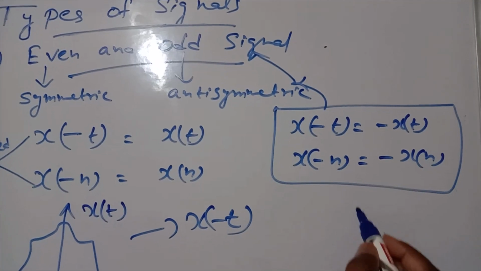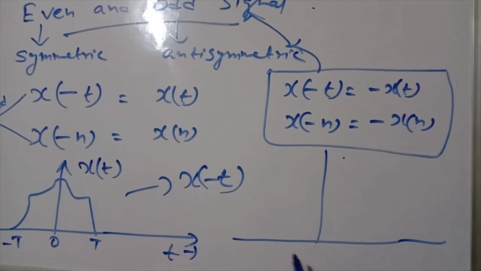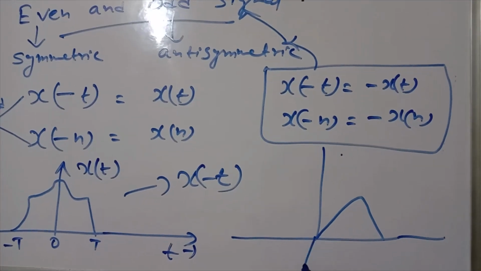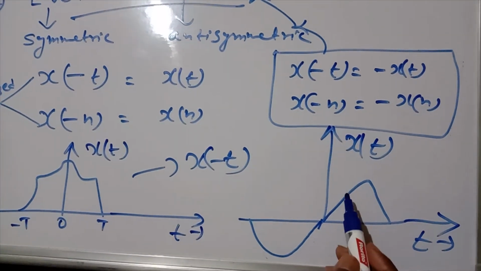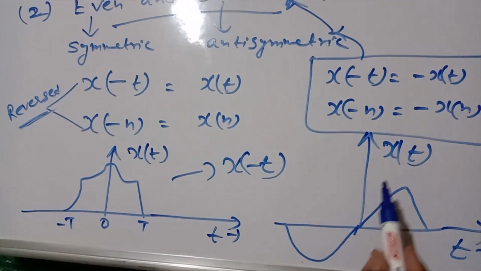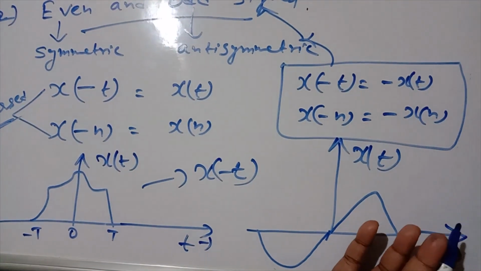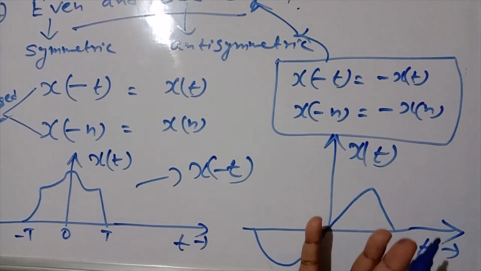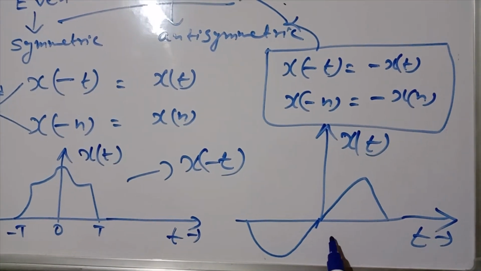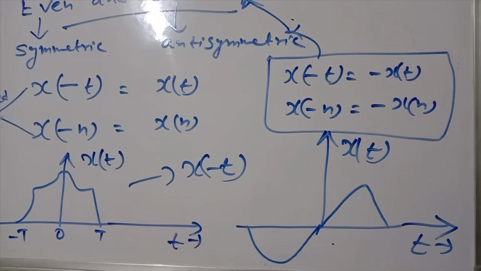Let us consider another example. If this type of signal is x of t, and if we reverse the signal or take x of minus t, then we get minus x of t. Since if we reverse this signal, this half comes to this side and this half comes to this side, that is equal to minus x of t. So these kinds of signals are known as odd signals or anti-symmetric signals.